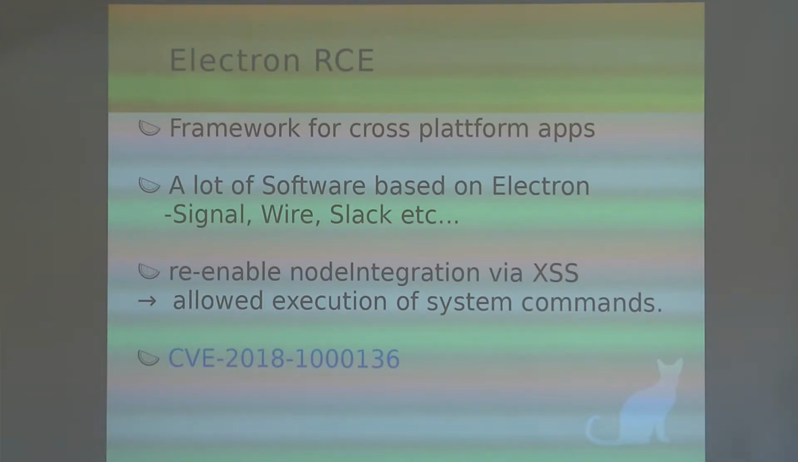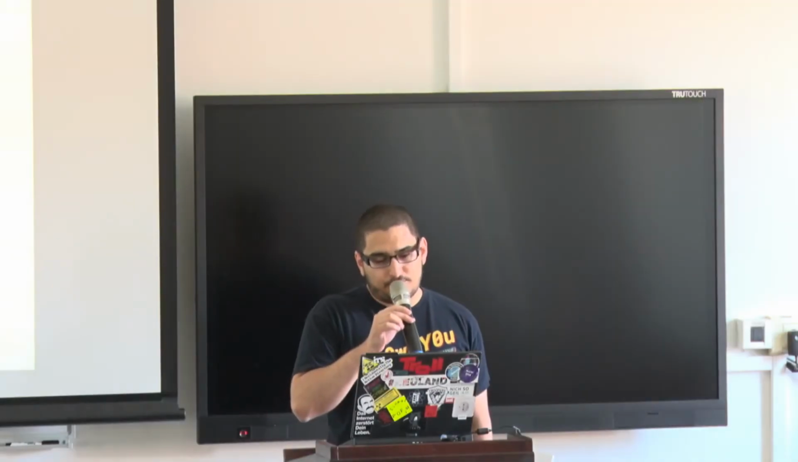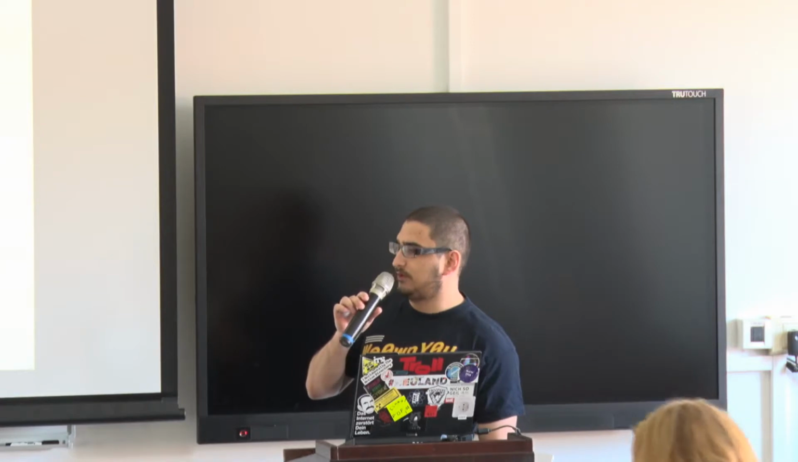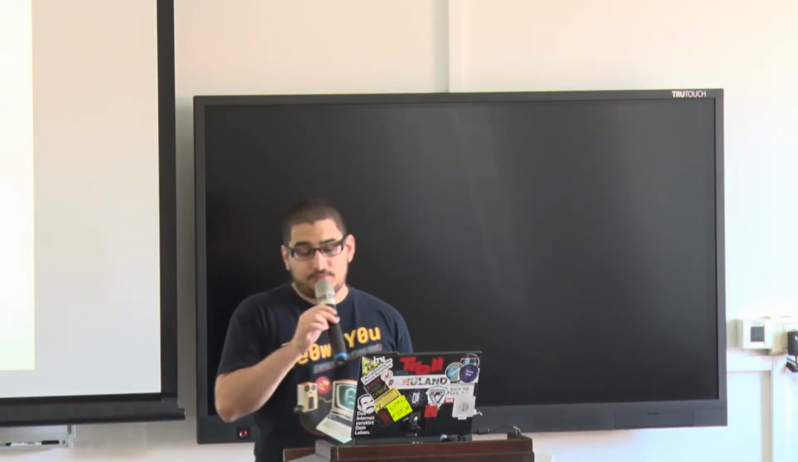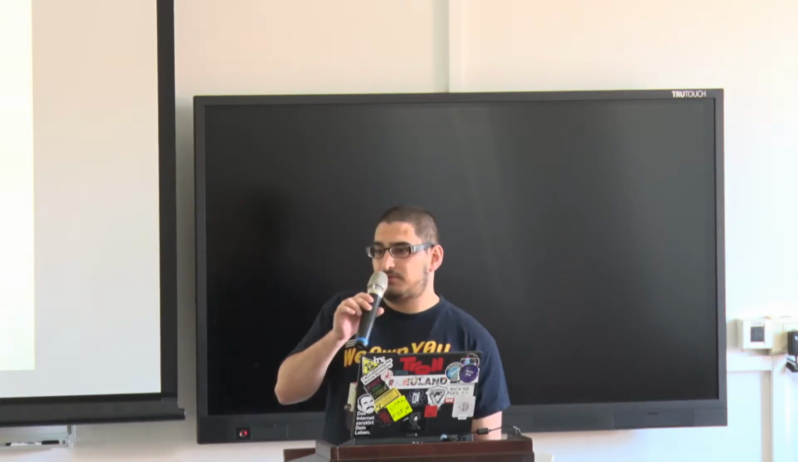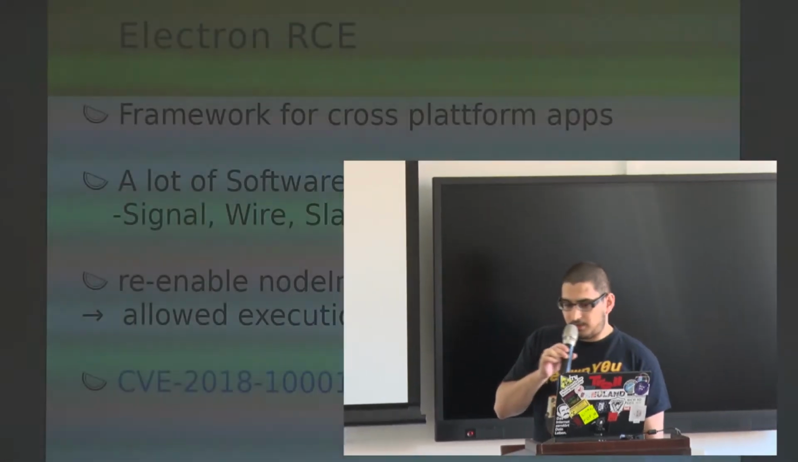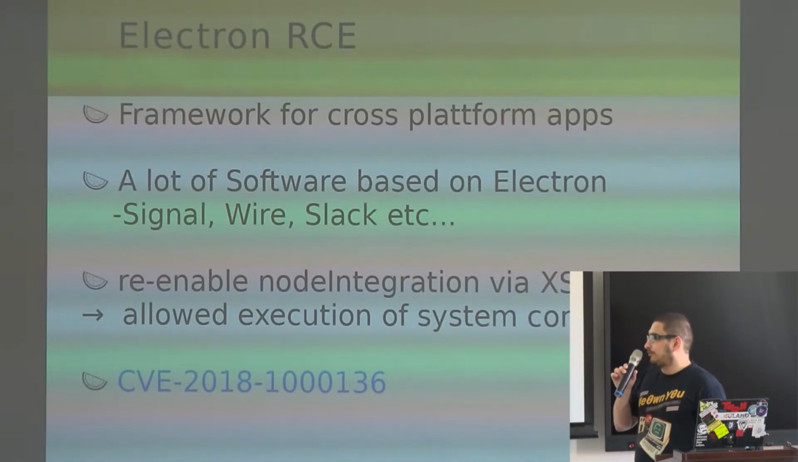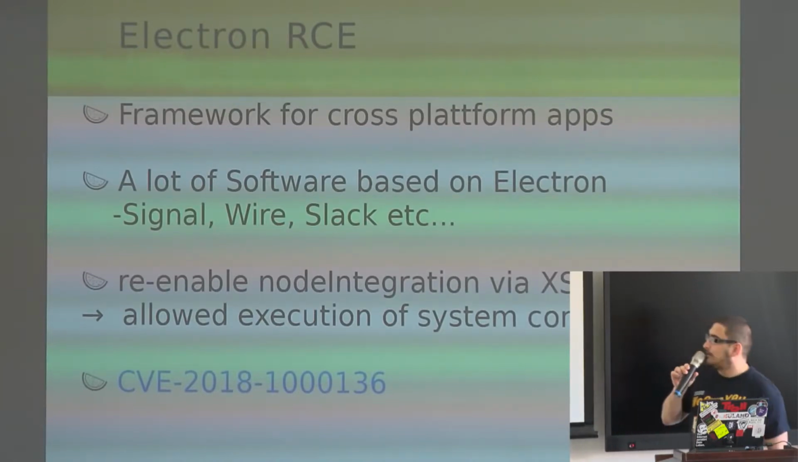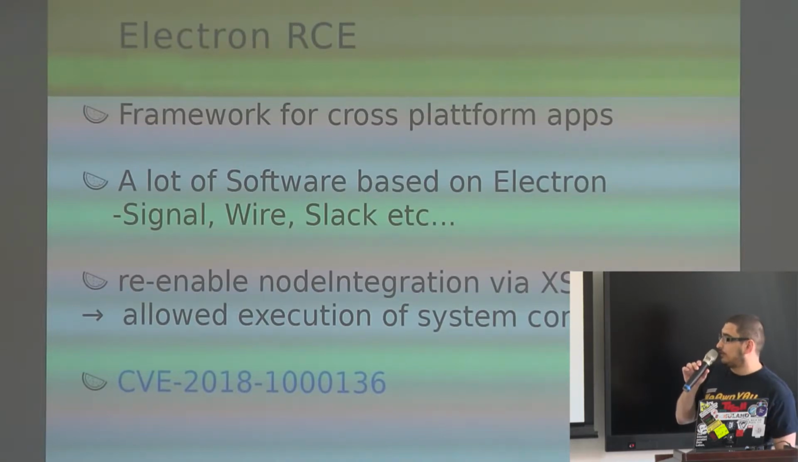Yeah, the bug was you could re-enable some node integration variable via XSS, so cross-site scripting. It's an attack in JavaScript, and that allowed execution of system commands on every platform. So it also got a CVE ID, and there's also a nice write-up of this bug. So in the end, you needed a chain. You first needed to exploit via XSS, and then you could do a remote code execution.